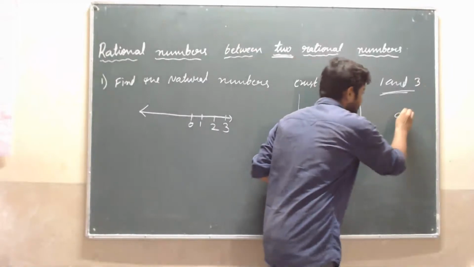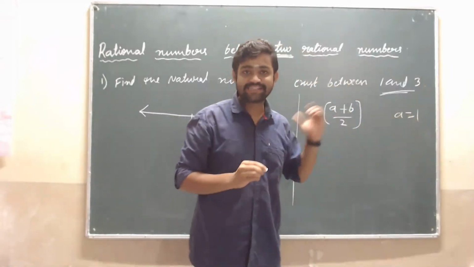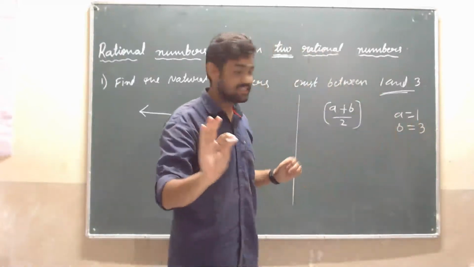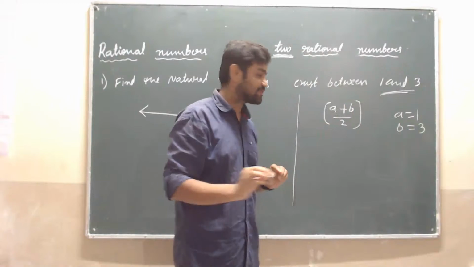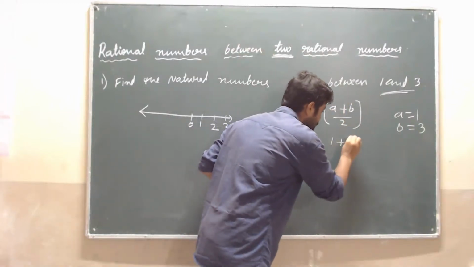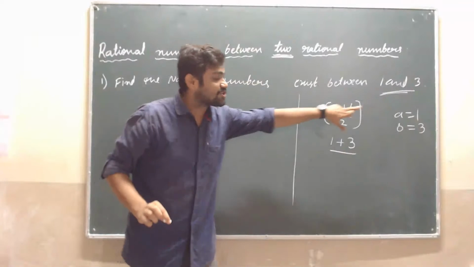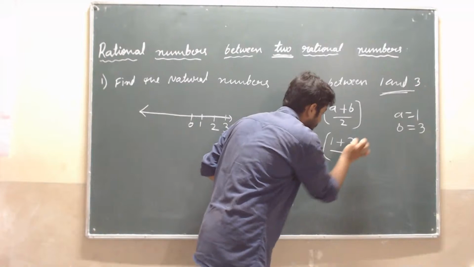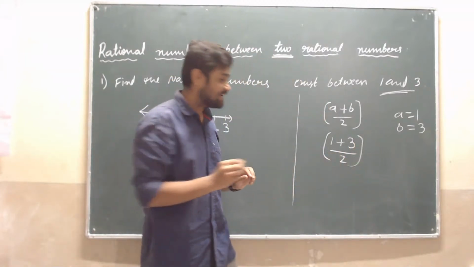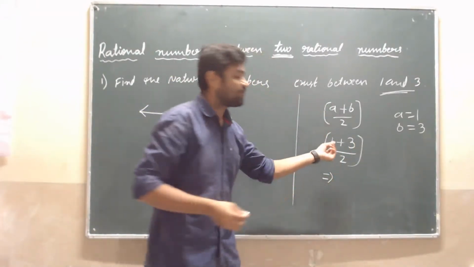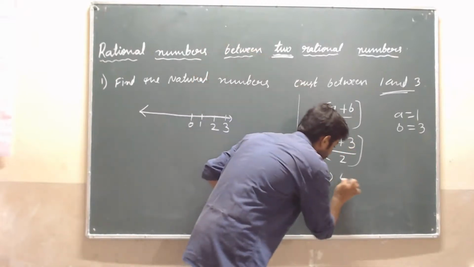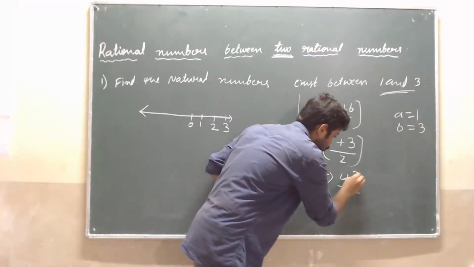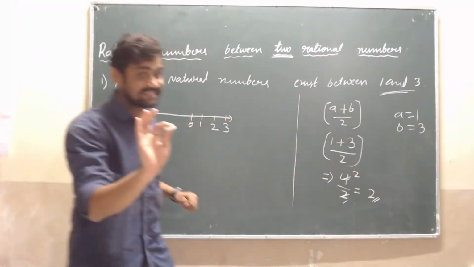See here, take A equal to 1 and B equal to 3. Substitute these values: 1 plus 3, then divide by 2. What is the answer we have? 1 plus 3 is 4, 4 by 2. Then what is the answer? 2 ones are 2. 2 is the answer.